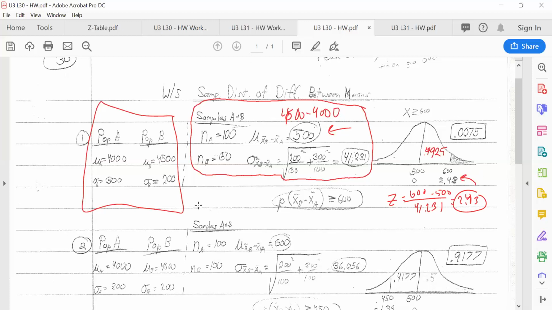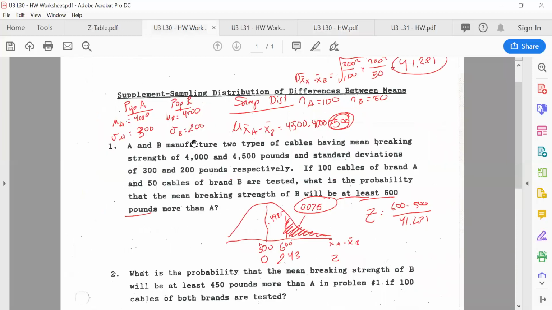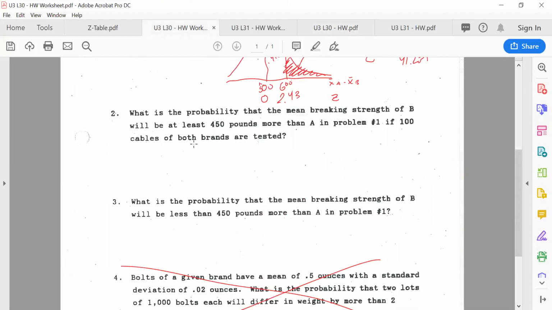So that's number one. Number two, let's go to the homework. What is the probability that the mean breaking strength of B will be at least 450 pounds more than A? But then here's the difference. If 100 cables of both brands are tested, something has changed here. It's not just like putting the number 450 in here by number one and answering it.